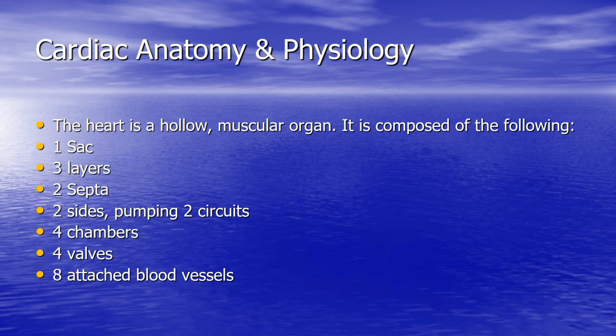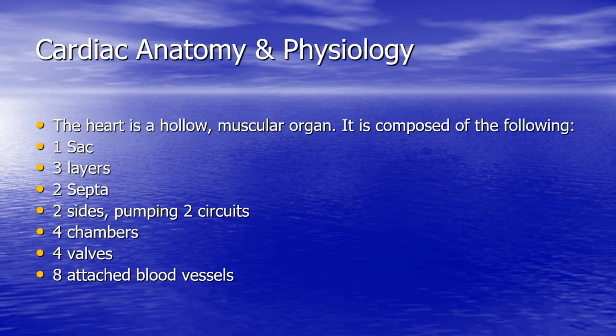So we're going to take a quick overview of the structure of the heart here, and I like to go by the numbers. The heart is basically a hollow muscular organ. It's composed of the following: a sac called the pericardium, 3 layers, 2 septa, 2 sides, that form 2 pumping circuits. The concept is the septa separates the heart into left and right sides that form the 2 pumping circuits. 4 chambers, 4 valves, and 8 attached blood vessels.